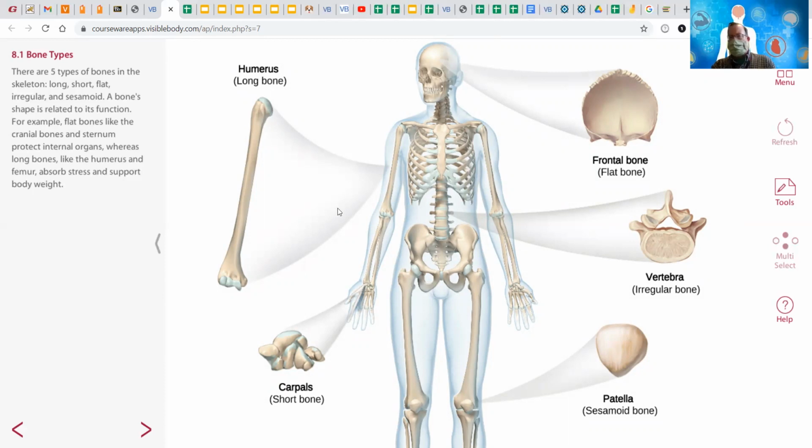And that could be classified as potentially an irregular bone or a sesamoid bone. And even more, it has a flat, curved appearance, so it almost looks like a mini rib too. So they don't really put the hyoid in any of these categories. It's kind of uncategorizable, I guess.